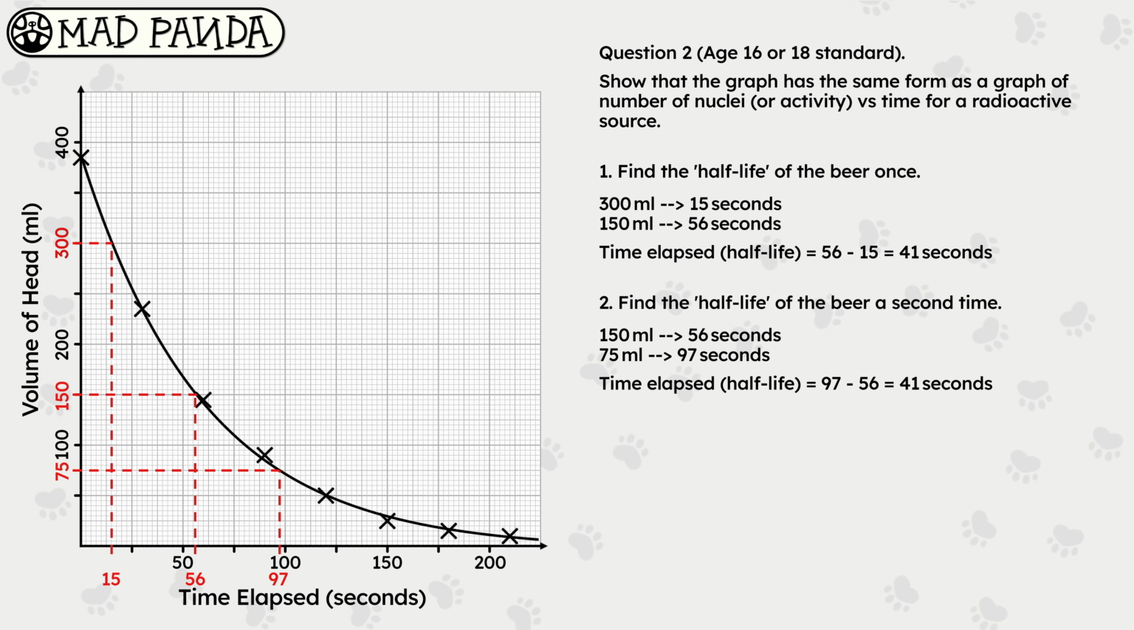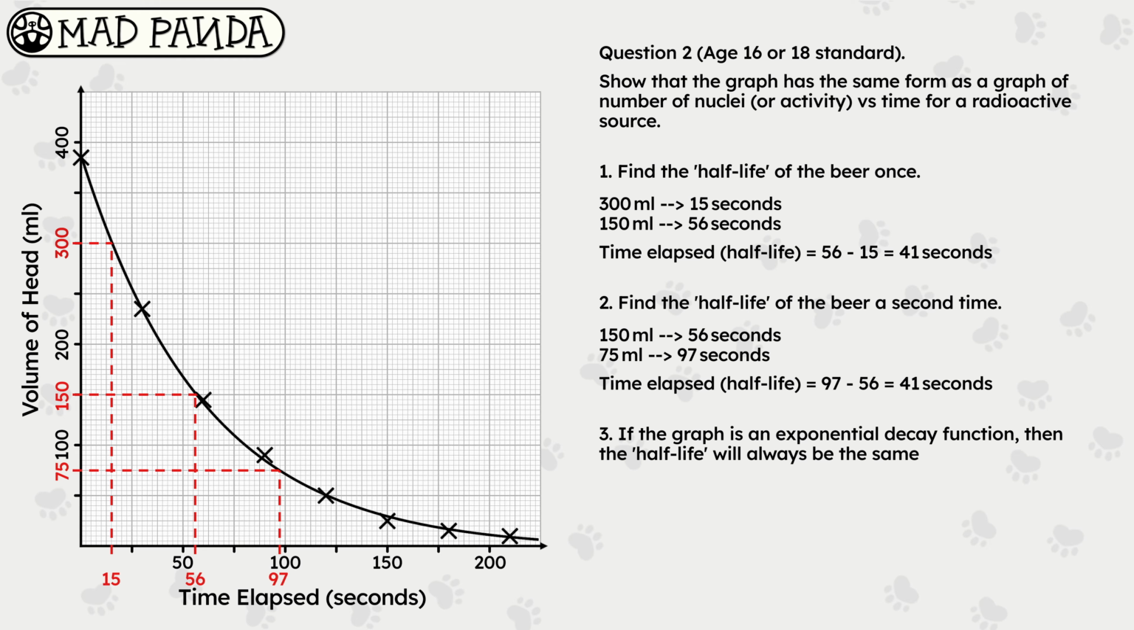again. And then if the graph is an exponential decay curve, you'll find that the half-life is the same regardless of which part of the graph you read it from. Now, for the values I've picked, the half-life came out to be exactly the same, 41 seconds both times, but you might expect there to be a little bit of variation between the two numbers.